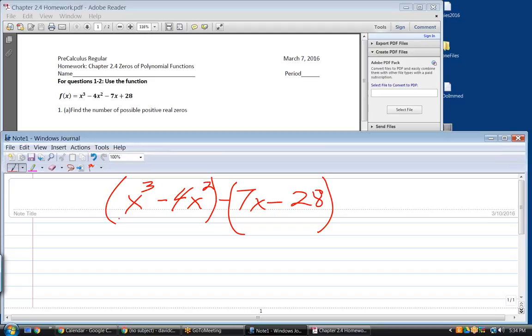Okay. Now factor each one. What's the greatest common factor on the left? X squared, leaving x minus 4. And what's the greatest common factor on the right? 7, leaving x minus 4.